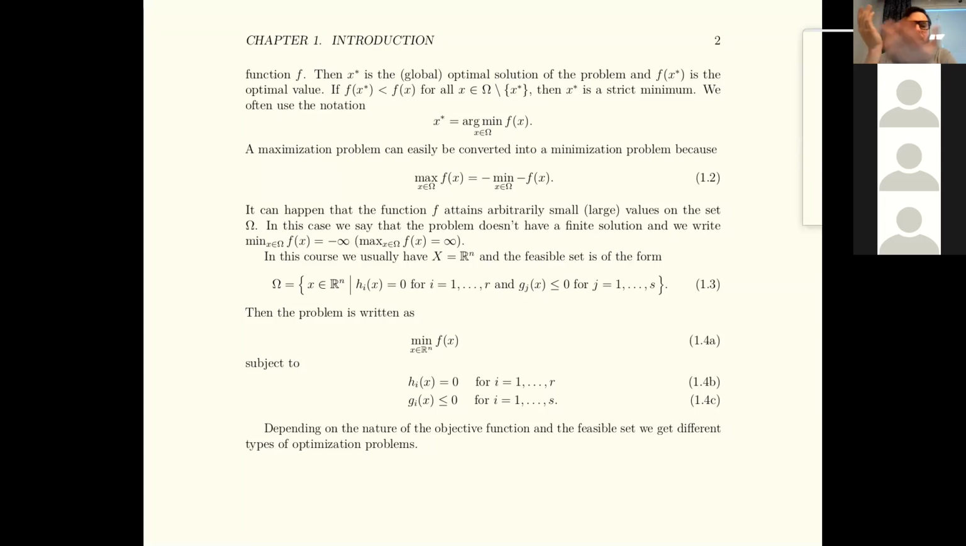One example would be, I'll write it in the chat window, minimize 1 over x, x is greater than 0, right? Sorry, it should be x is smaller than 0. I miswrote that. Sorry, you minimize 1 over x where x is smaller than 0, all right? So as x approaches 0 but is negative, this goes towards minus infinity. And you can always inch a little bit closer towards 0 and make this smaller.